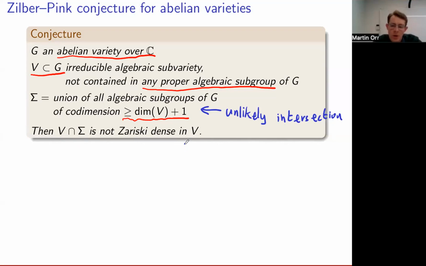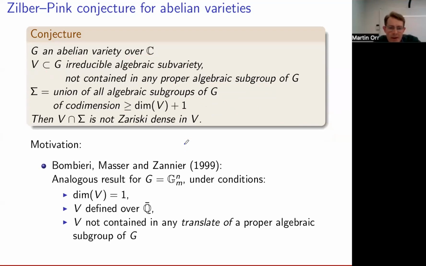So this was motivated by a theorem of Bombieri, Masser, and Zannier, which is the analogous result where instead of an abelian variety, we take a power of the multiplicative group. And Bombieri, Masser, and Zannier proved this theorem under a few additional conditions. So the variety that you're trying to intersect with had to be a curve. It had to be defined over the algebraic numbers and not contained in any translate of a proper algebraic subgroup. So this is a stronger condition than being just not contained in a proper algebraic subgroup.